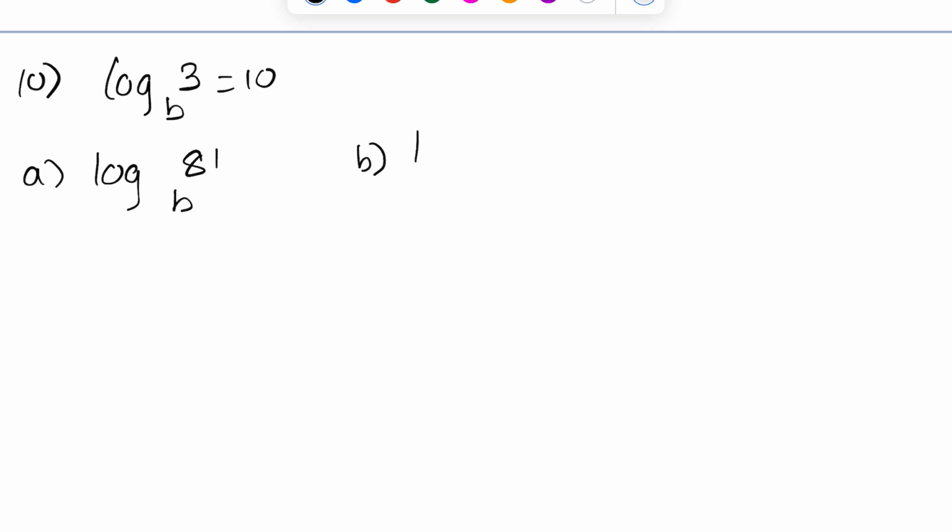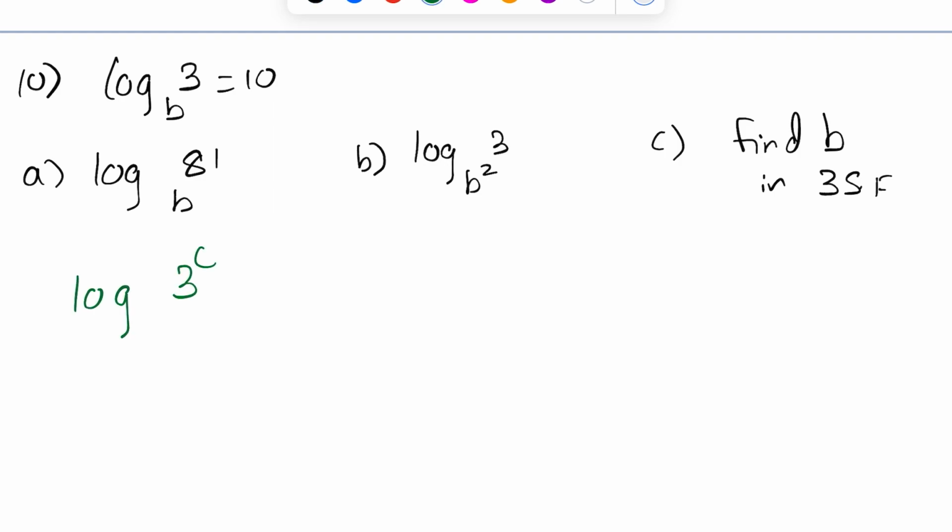Question number 10. It's given that log 3 to the base b equals 10. Find the exact value of log 81 to the base b, log root 3 to the base b, and find b in three significant figures. Log 81 can be written as log 3 power 4 to the base b. 4 comes to the front: 4 log 3 to the base b. Log 3 to the base b is 10, so it's going to be 40.